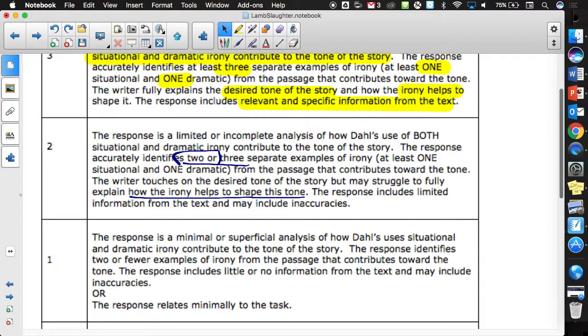Response for a 1 would be something like, we have lamb for Thanksgiving instead of turkey. That's ironic. Don't write that.